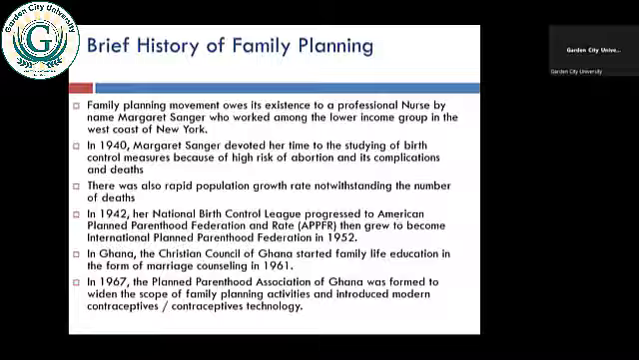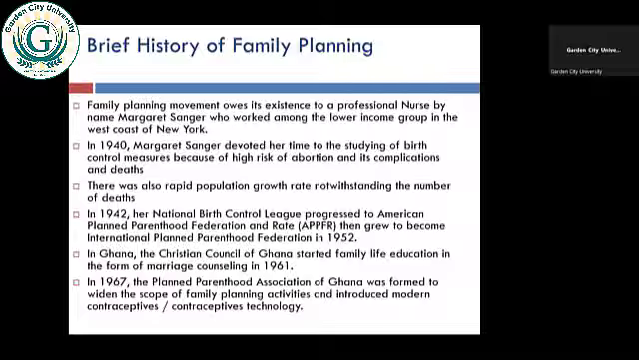The family planning movement owes its existence to a professional nurse by name Margaret Sanger. She worked among the lower income group in the west coast of New York, and in 1940, Margaret Sanger devoted her time to study the birth control measures because of high risk of abortion and its complications. Many people were dying and many children were stillborn into the society. So there was rapid population growth, notwithstanding the number of deaths. People were being delivered and people were dying. So she took it up and wanted to find a solution to it.